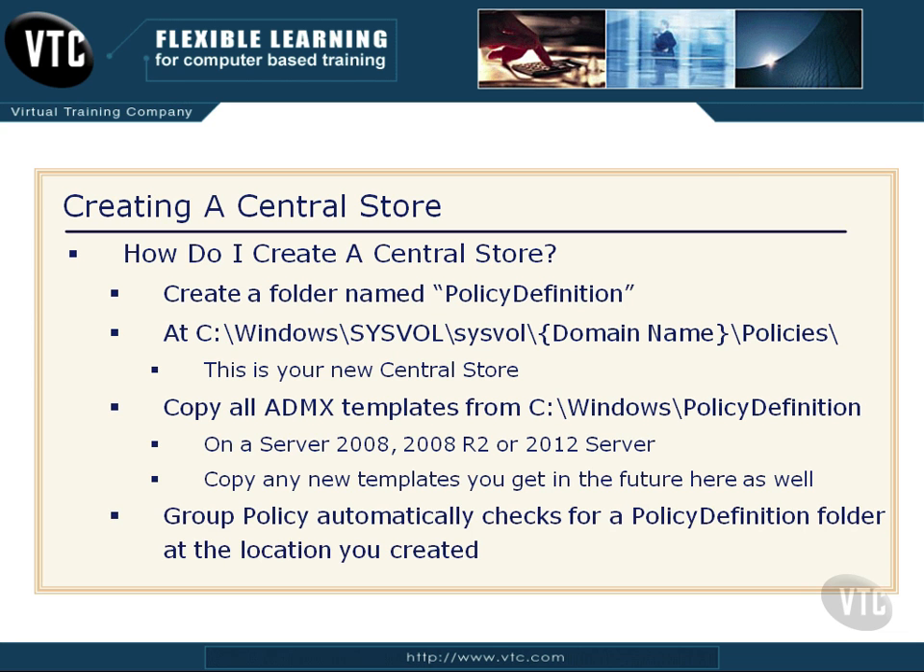Now, Group Policy automatically checks for a PolicyDefinitions folder at that sysvol location that we created. It does it every time, whether it's there or not. If it sees it, it uses it, and magic happens. Much, much easier to manage, especially new templates that come out. Just drop them in there, then you have access to them, no question about it. And it can really make a difference on disk space and replication. So that is what creating a central store is all about, and that's how to do it.